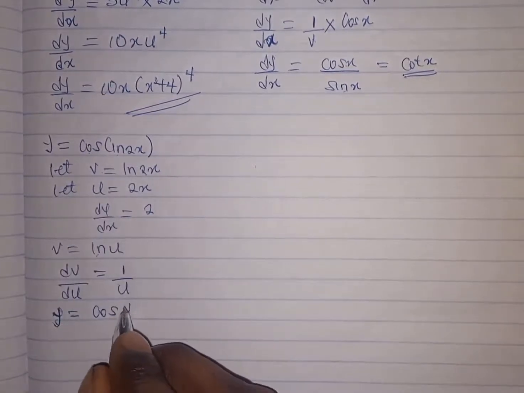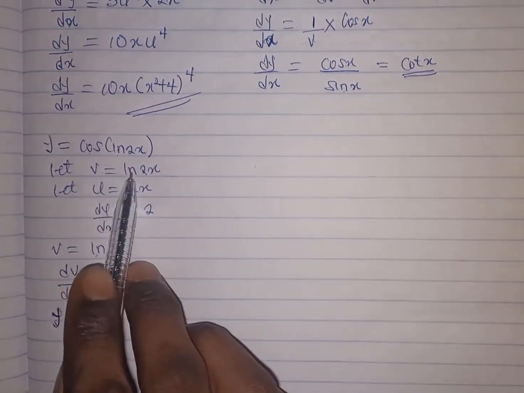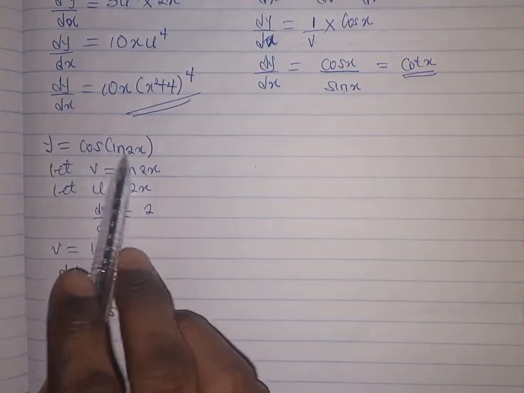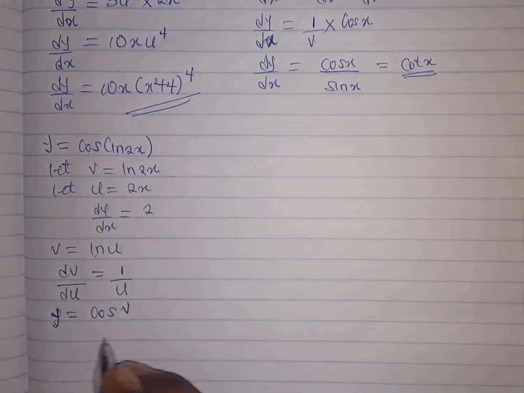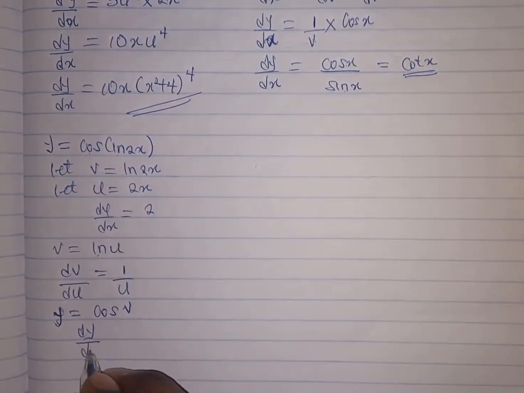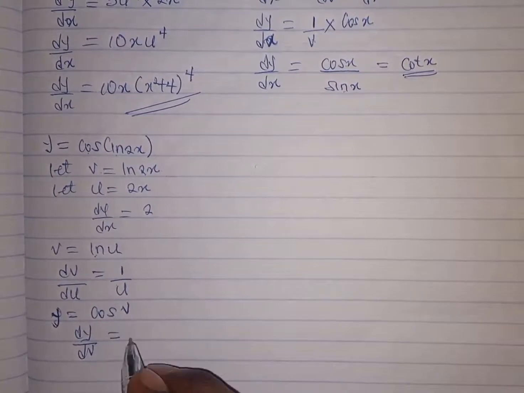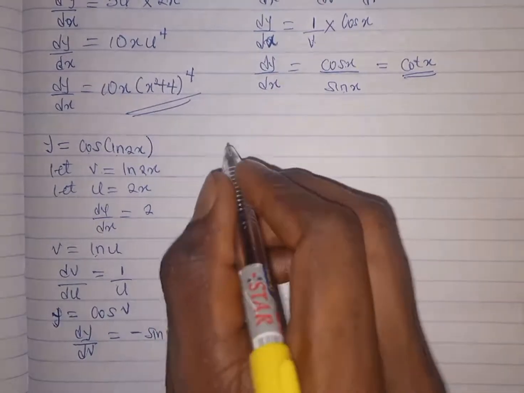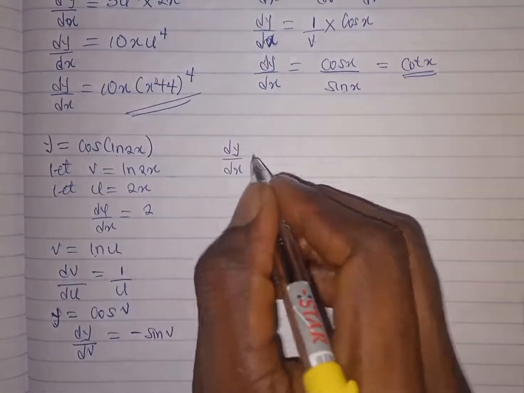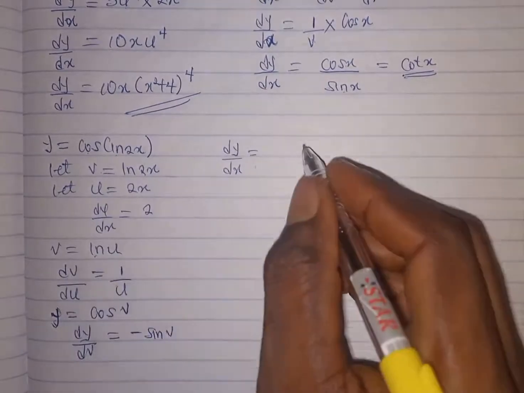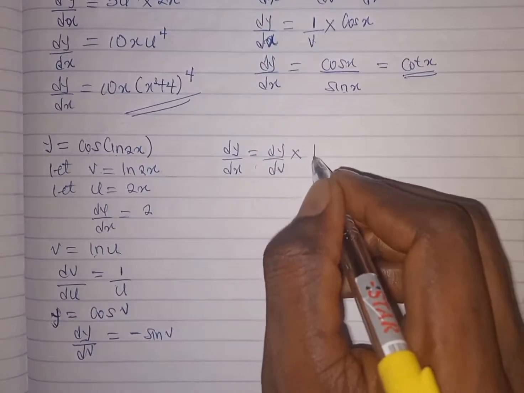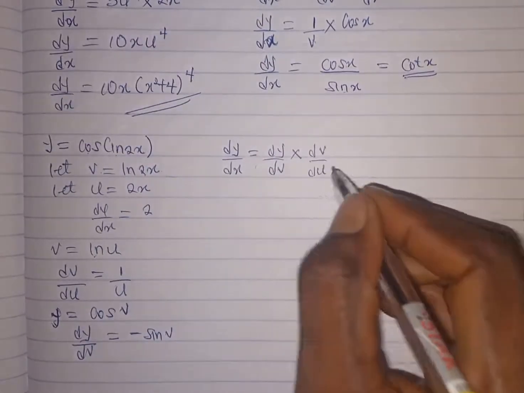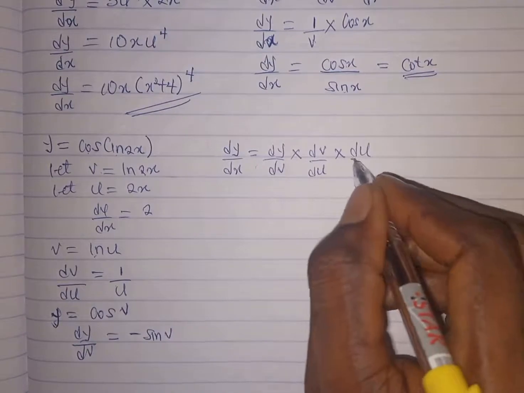Now since you've done that, finally you discover that your y will now be equal to cos v, because you let the whole of this, ln 2x, be v. So your y will be cos v. Then you find the derivative. So your dy dv will be equal to, when you differentiate cos v, minus sine v. Finally, you just say your dy dx would be equal to a combination of 3 things: dy dv multiplied by dv du multiplied by du dx.